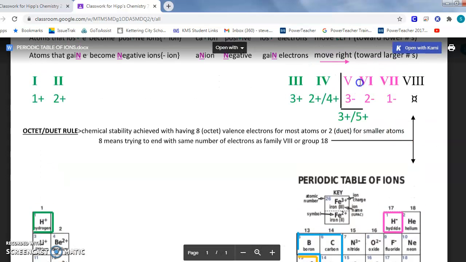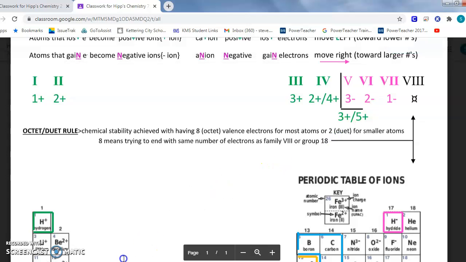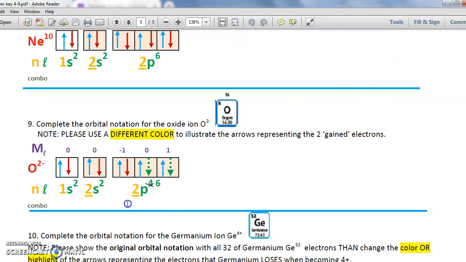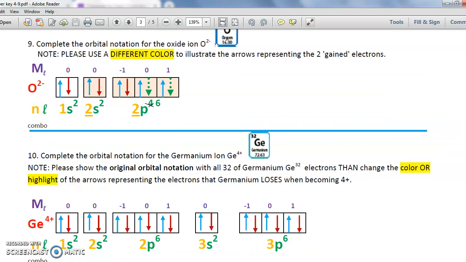What was oxygen's valence that it started with? Its valence was 6. That's how many valence electrons it started with. Where were the valence electrons? It had 2 in the 2s, and originally it had 4 in the 2p. Remember, this green one and this green one were added. So that's 3 blues and a red, that's 4. 4 and 2, it started with 6 valence electrons. It picked up 2 more electrons to satisfy the octet rule.